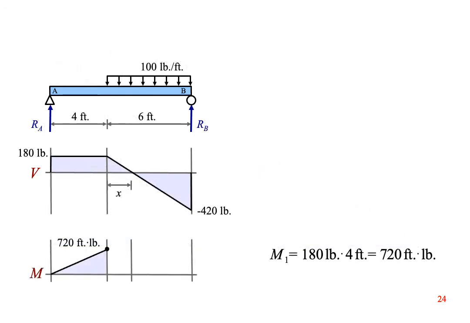Now we get to our interesting loading case. The first part of the shear diagram is a positive rectangle, so we head upwards at a diagonal. The area of this rectangle is 720 foot-pounds. The next portion of the shear diagram is a little positive triangle, but we don't know what the base of this little triangle is.